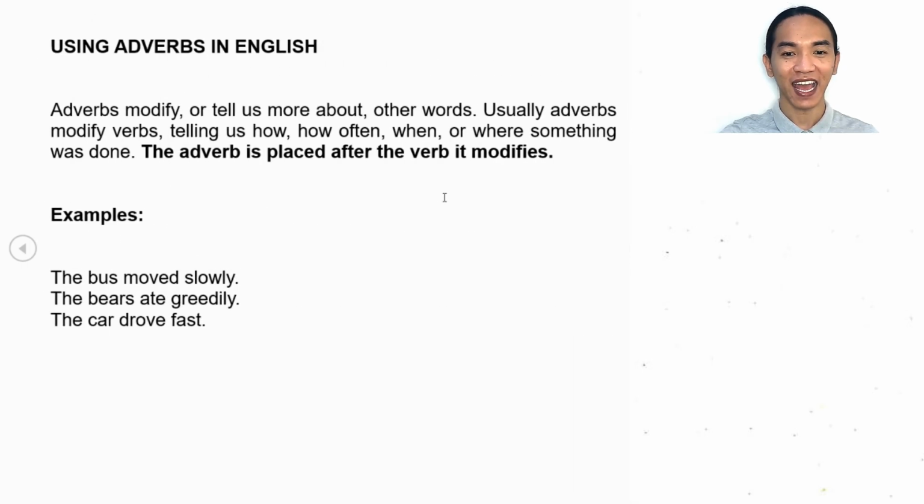Okay? Now, using adverbs in English. Adverbs tell more about your other words like your verbs, adjectives, or other adverbs. Usually they tell us how often, when, or where something was done or is done. So the adverb is placed after the verb it modifies. The boss moved slowly. The bears ate greedily. The car drove fast.